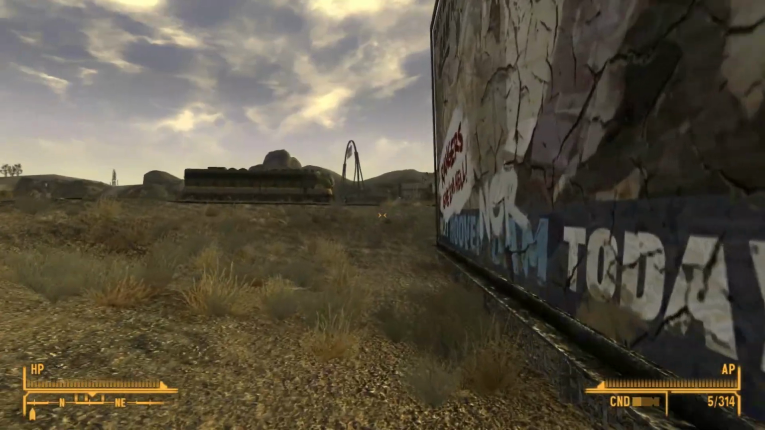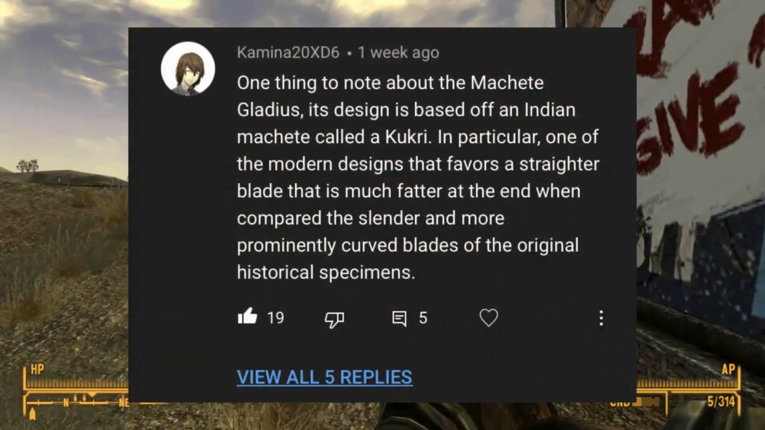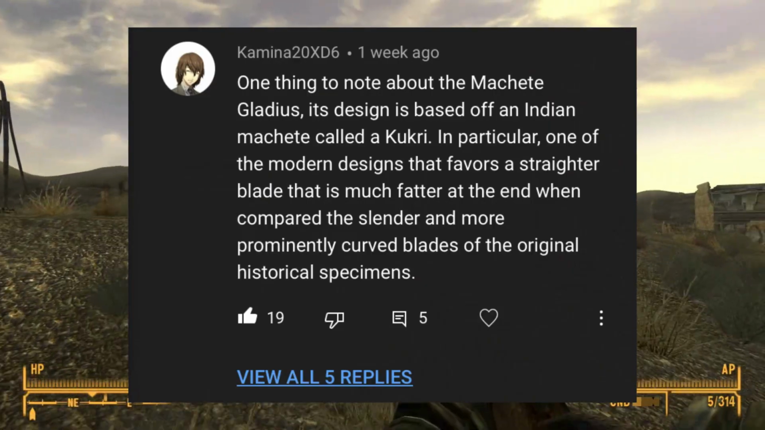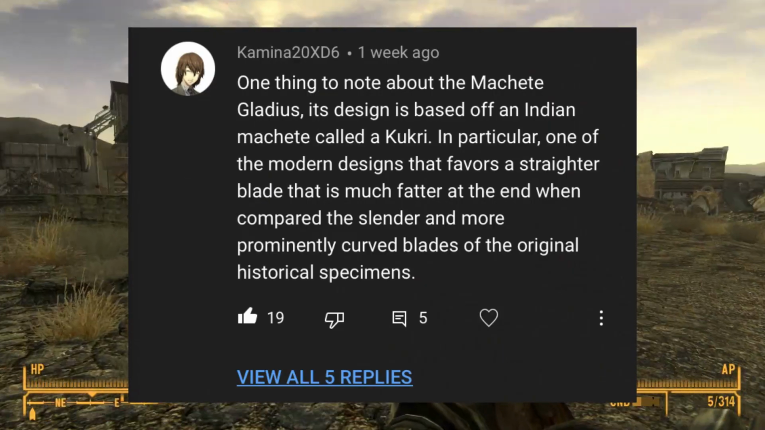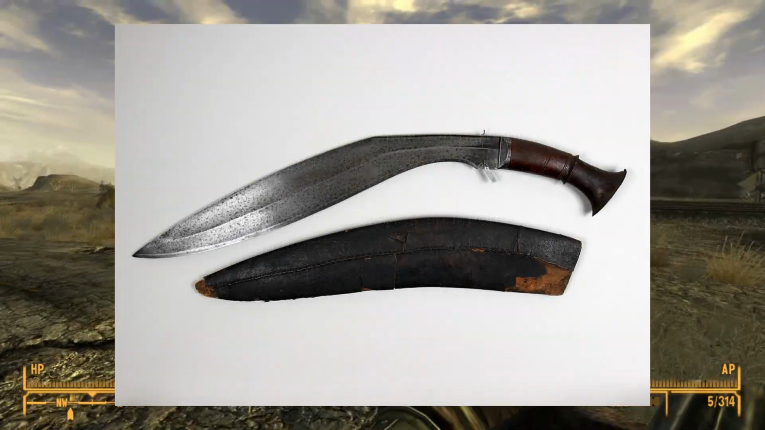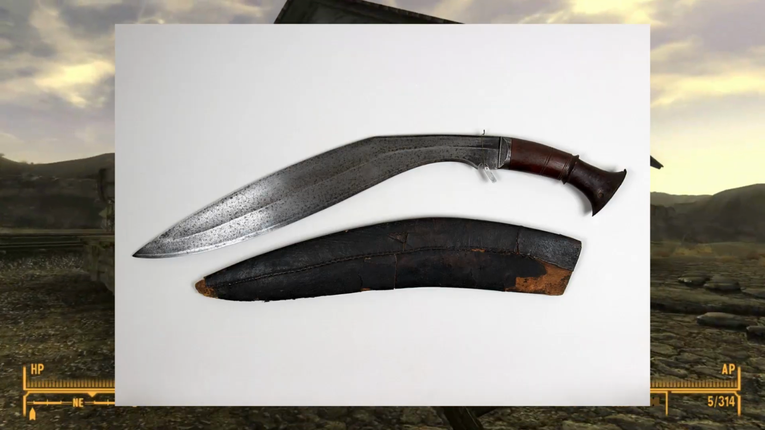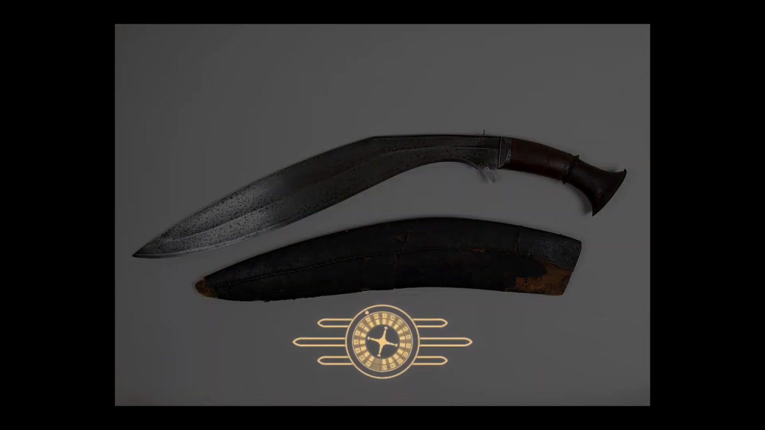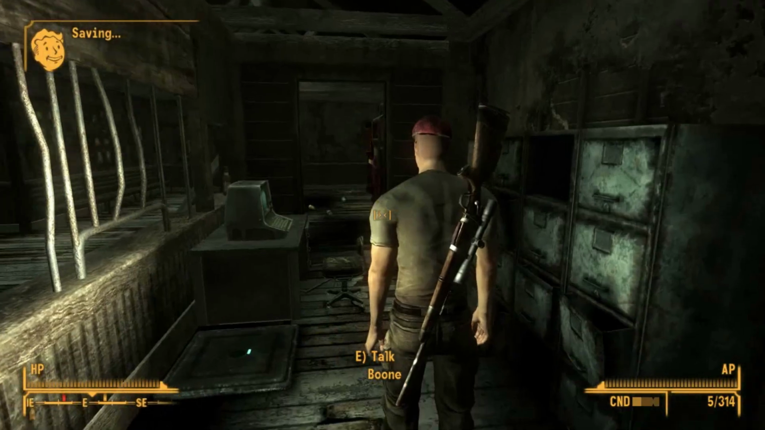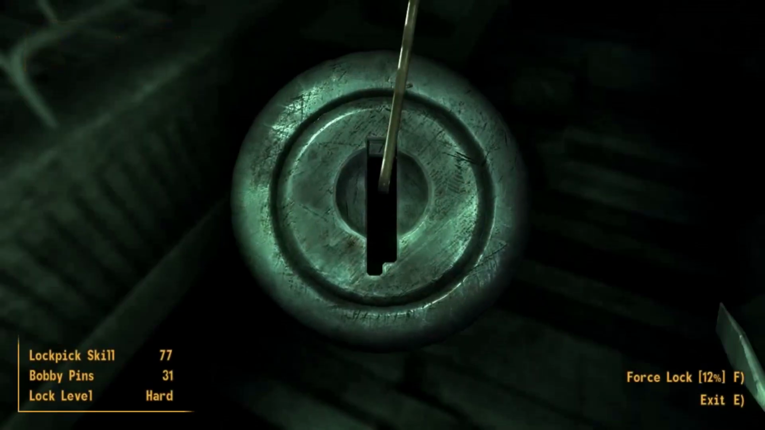A few of you mentioned that the Machete Gladius has a design similar to the Indian Kukri, which I would say there's definitely a resemblance, even if it isn't a one-for-one representation. It also makes the naming convention even more curious, given that an Indian-inspired design was given a Roman name in post-apocalyptic America.